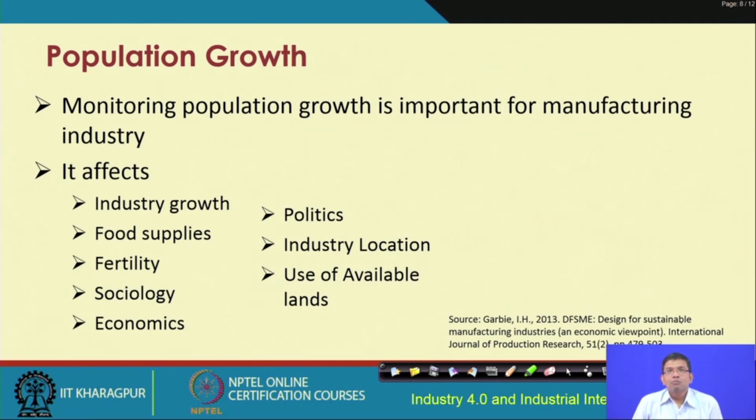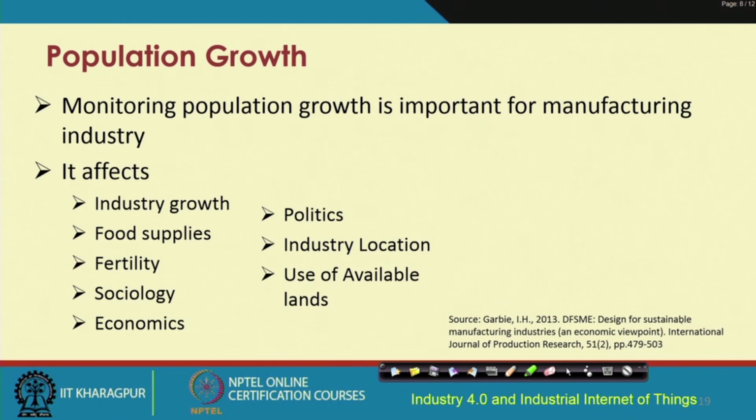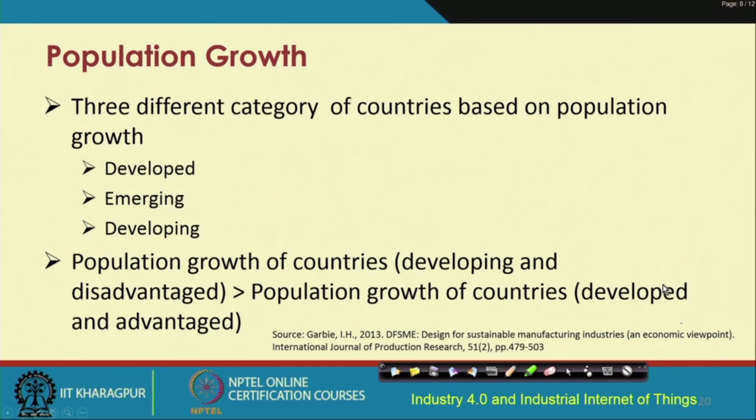So, monitoring population growth is important for the manufacturing industry. It affects the industry growth, food supplies, fertility, sociology, economics, politics, industry locations, use of available lands and so on. There are three different types of countries based on the population growth: developed countries, then emerging economies, and developing economies. The population growth of developing and disadvantaged countries is typically greater than the population growth of the developed and advantaged countries.